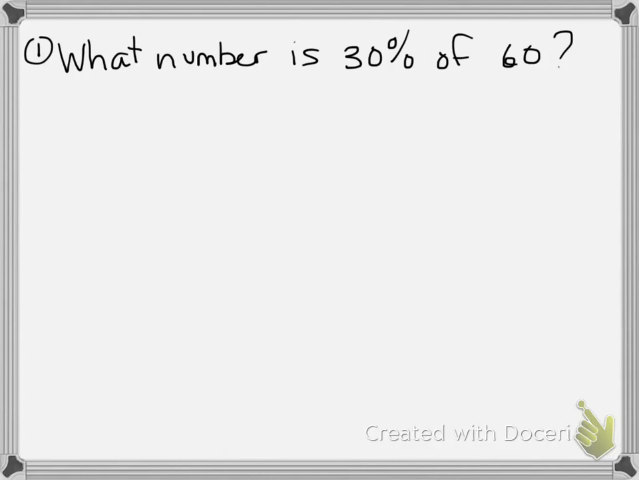Now here's number one. Write this down, please. What number is 30% of 60? Watch how I use the triangle method. I'm going to begin by making an empty triangle with the three zones. Rule number one was the word of. The number that comes directly after of, I see a 60, so put that number in the of spot.